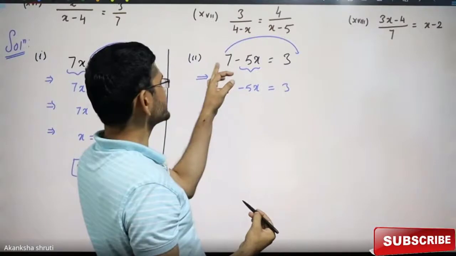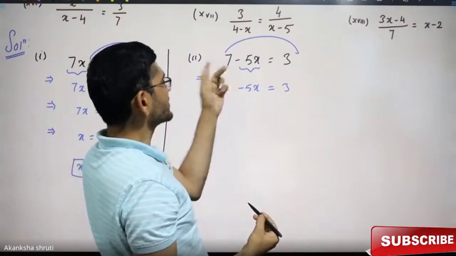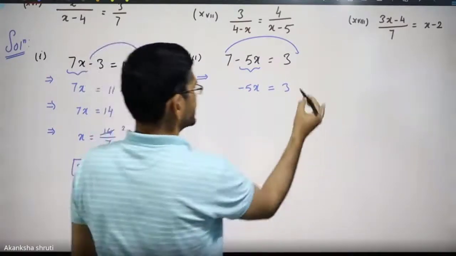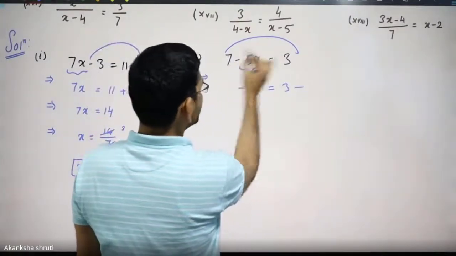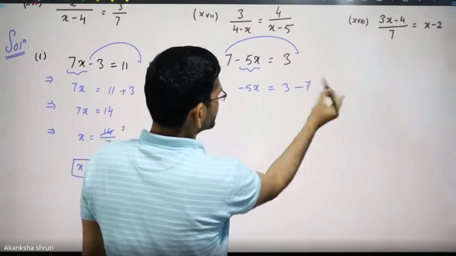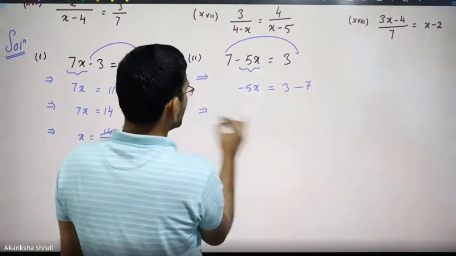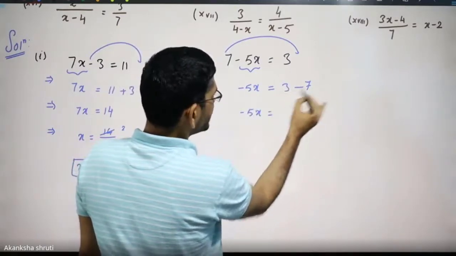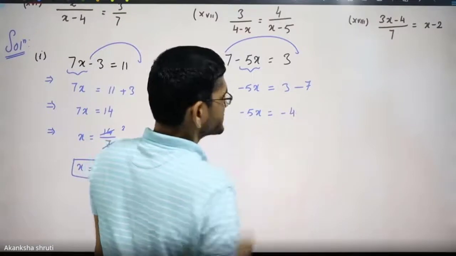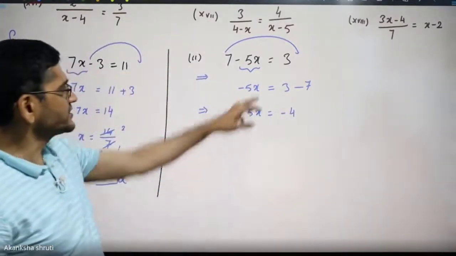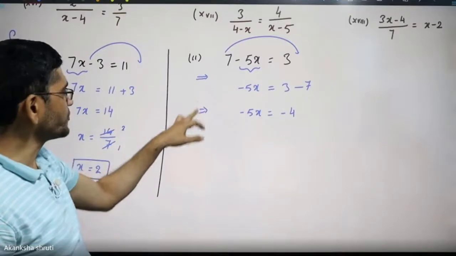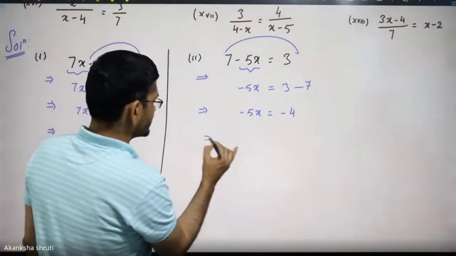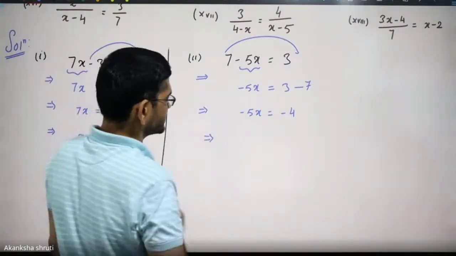This 7 was with the plus sign on the left hand side. Nothing is written, it simply means it is with the plus sign. That is called the default value. So when this 7 is sent to the right hand side, it becomes minus 7. Now -5x = 3 - 7, which is -4. Students, this is the equation. So do not forget to put the arrow sign on the left hand side. It is important.